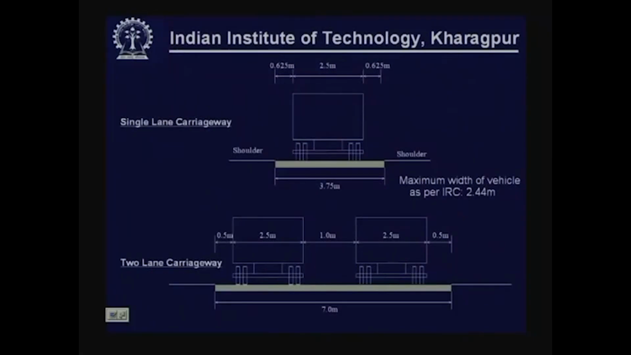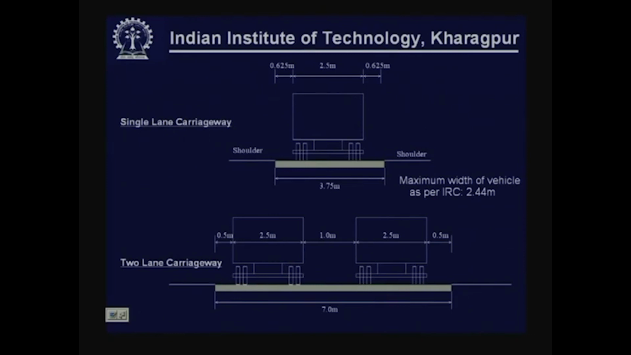Now, how are these widths decided? Let us look at this sketch. As per the standards of Indian Roads Congress, the maximum width of a vehicle is 2.44 meter. If we take it as approximately 2.5 meter, then with 0.625 meter clearance on each side, the total width is 3.75 meter for a single lane road.